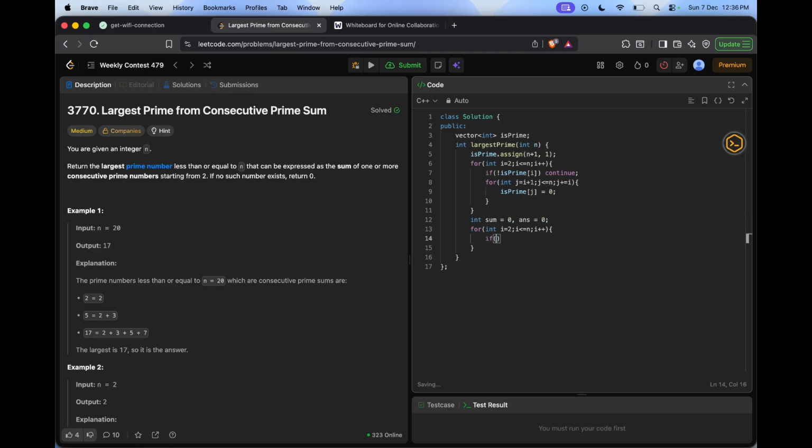Alright. If the current number is prime, then add this to our prefix sum. If sum is smaller than or equal to n, and what is the criteria to assign it to the answer? It is that the current sum is prime itself. Right. Current sum is prime itself. Then answer is equal to sum. Alright. At the end, just return answer.